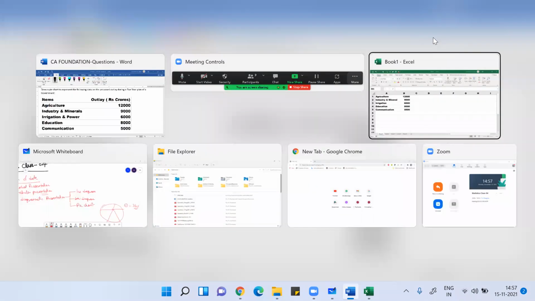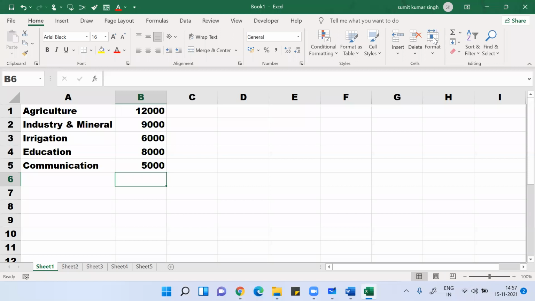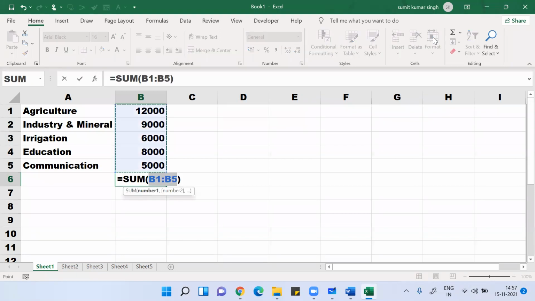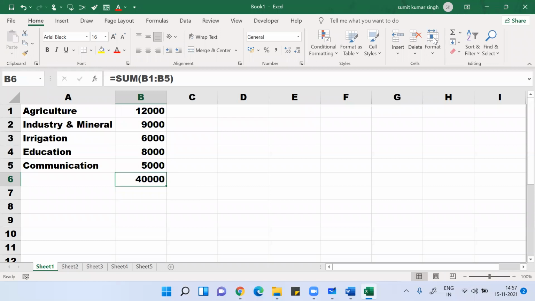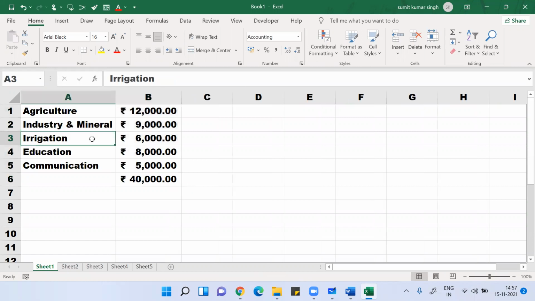I have already written down this question in MS Excel. If I want to take the total sum of these values, what is the shortcut key in MS Excel to do the sum? Alt equal to. So this is the total sum. If I want it in currency, I can put the currency symbol here. The shortcut key to insert a row is Alt IR.